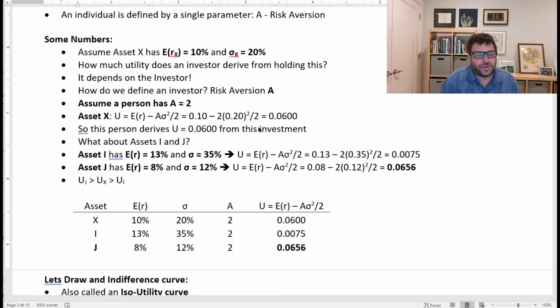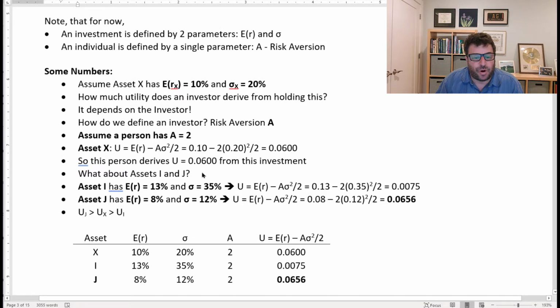Well, we compare it to the utility from the other assets. So since asset I has an expected return of 13% and a standard deviation of 35%, then this person derives a utility equal to 13 minus 2 times 0.35 squared divided by 2, of only 0.0075 for asset I. And for asset J, the expected return is 8 and 12.